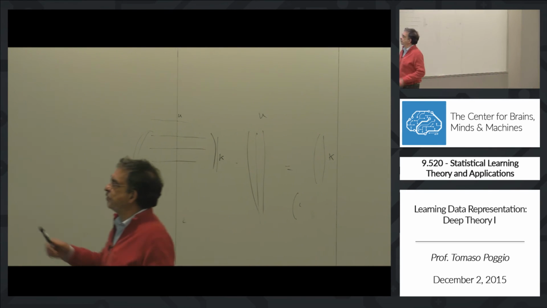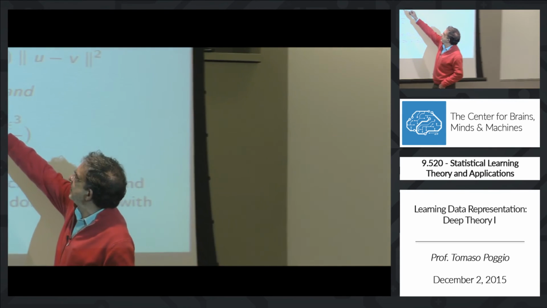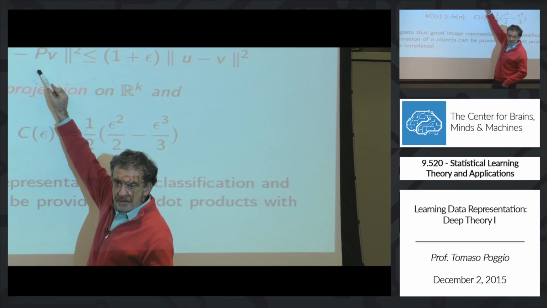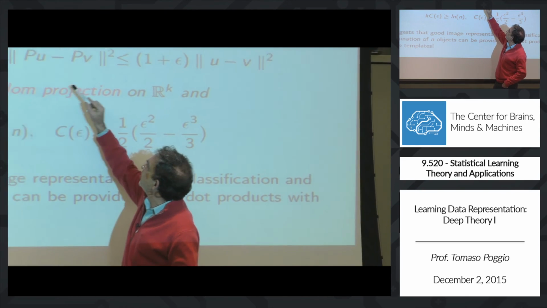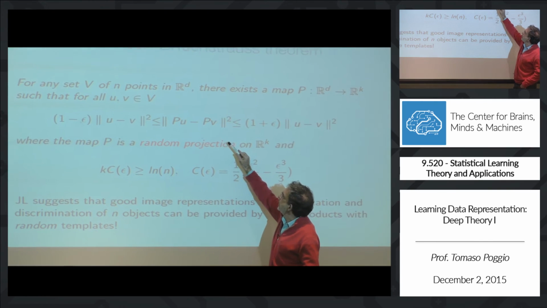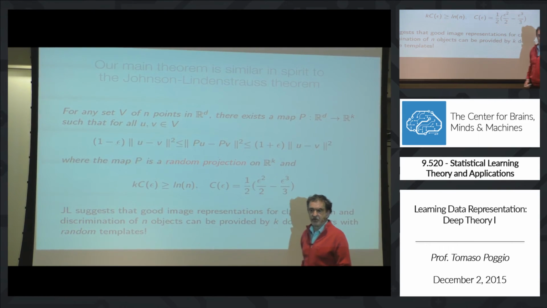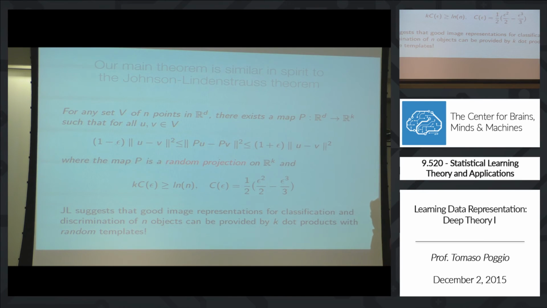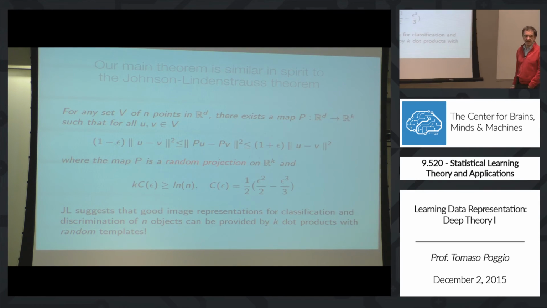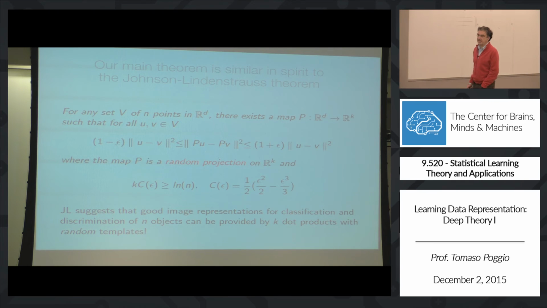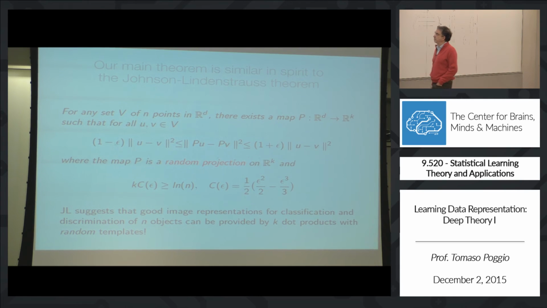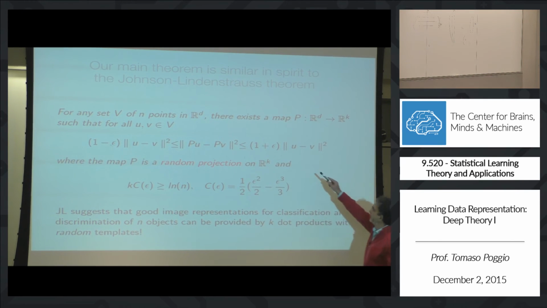But you can prove under certain conditions that the distance between this projected version of u and v is very similar to the distance of the original u and v. And this is true for all pairs of endpoints in R^d. This is called a quasi-isometry, quasi because of this epsilon here.